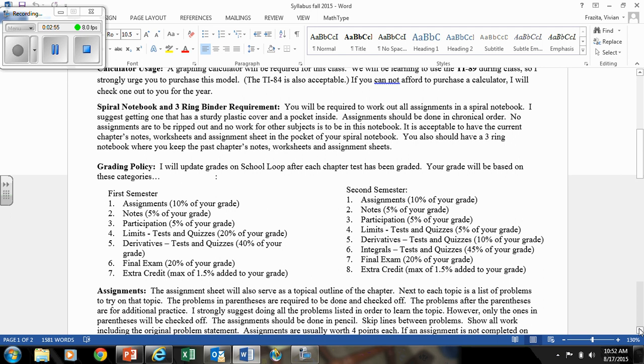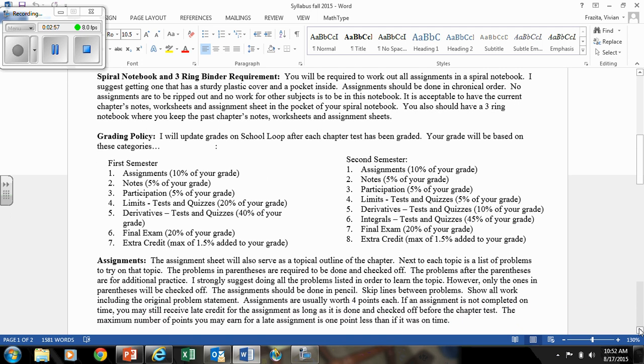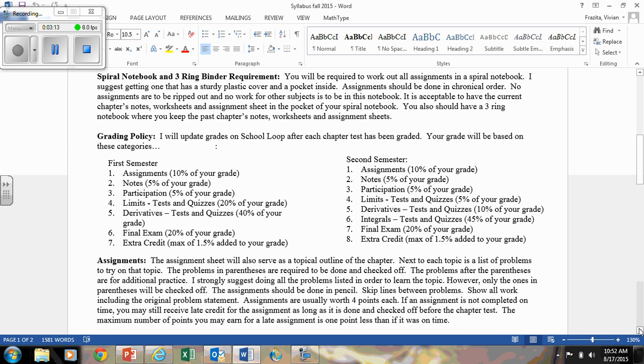As far as grades go, first semester and second semester listed below here. You have your daily assignments are 10%, notes 5, participation 5. Where it says number 4 and 5, limits, derivatives, those are basically your tests and quizzes on those topics. So second semester, you'll have limits and derivatives, but we'll be focused on integrals mostly. So you can see your limits is only going to be 5% second semester, and derivatives only 10% second semester, because most of our time will be focused on integrals. So that would be 45% of your grade.